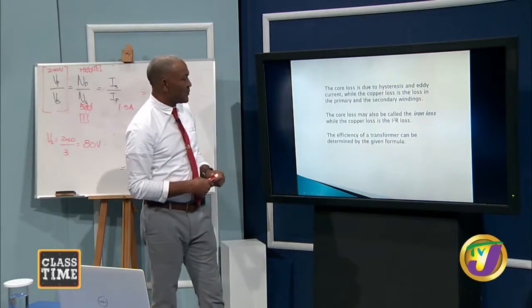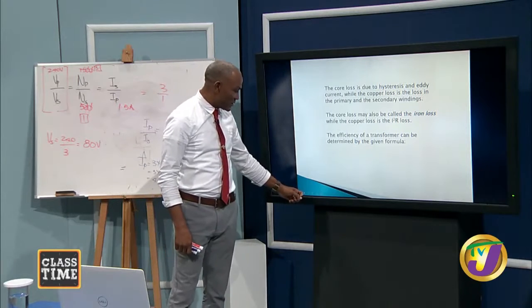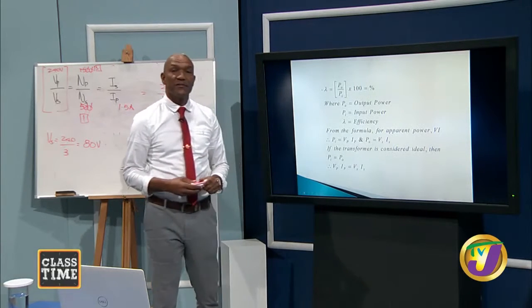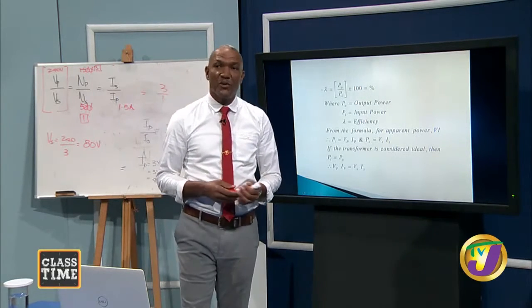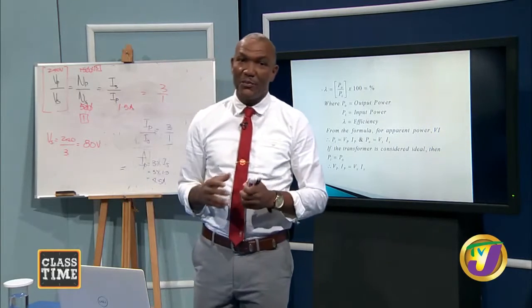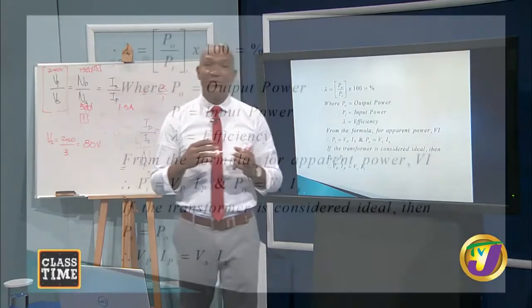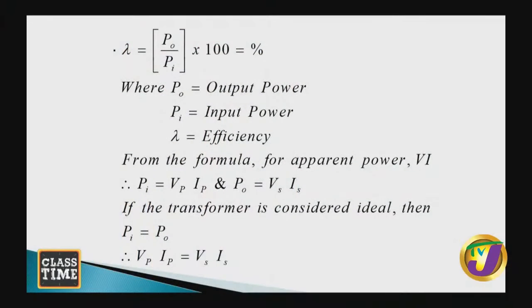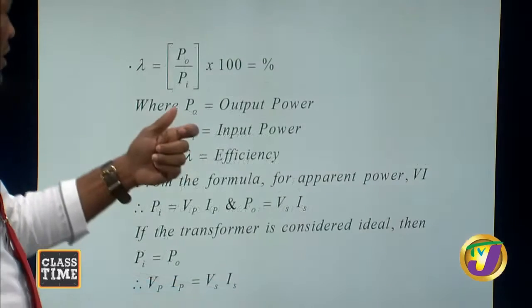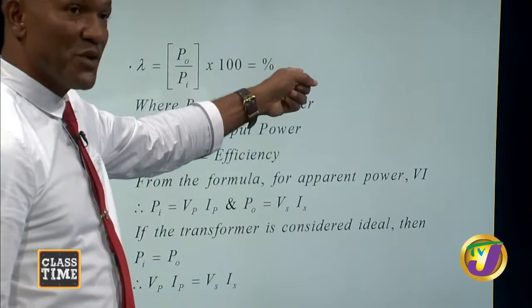The efficiency of a transformer can be determined by the given formula. So bear in mind, students, in electrical, we have a lot of formulas. You have to practice your formulas. You have to practice your math. You have to understand how to use your calculators. All right. Efficiency is equal to your power out divided by your power in, and then you multiply by 100, and it is expressed in percentage.